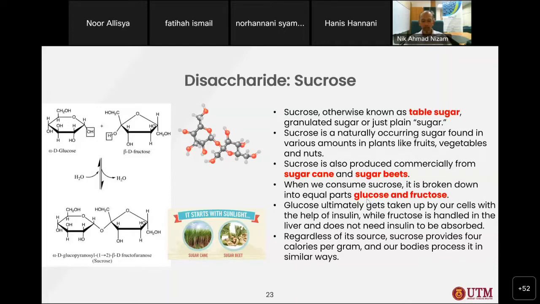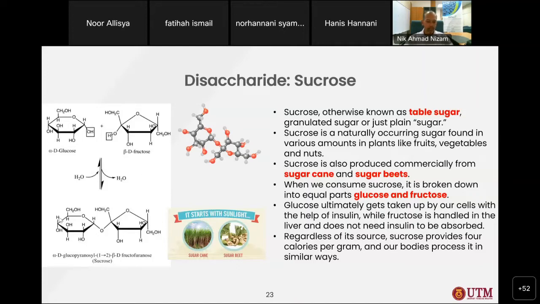Once we consume fruits or vegetables or nuts that contain sucrose, this sucrose will be hydrolyzed into glucose, and then the glucose will be taken up by our cells with insulin. That is why those who have a problem with insulin production need to inject insulin. But not for the fructose. Fructose does not need insulin to be absorbed.